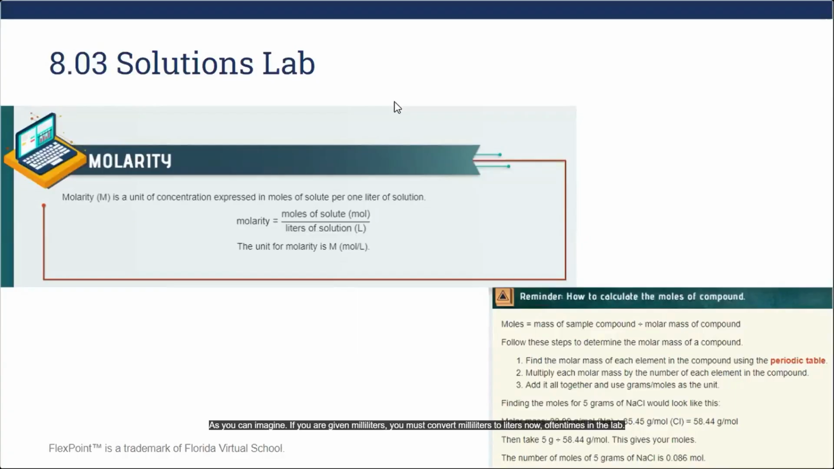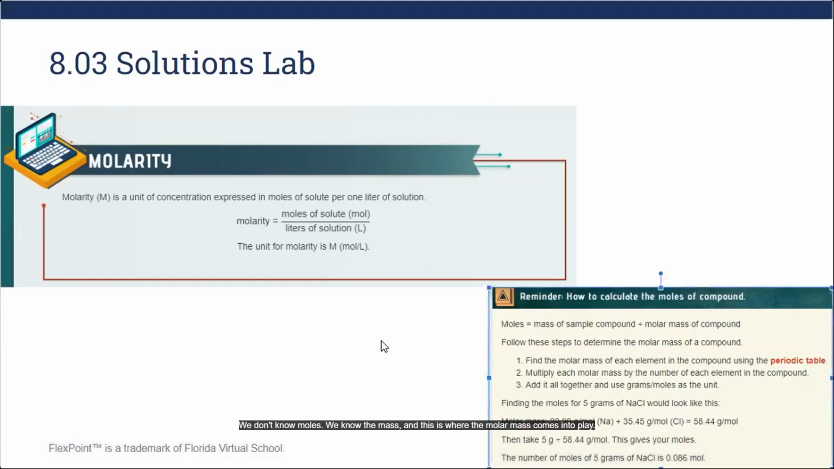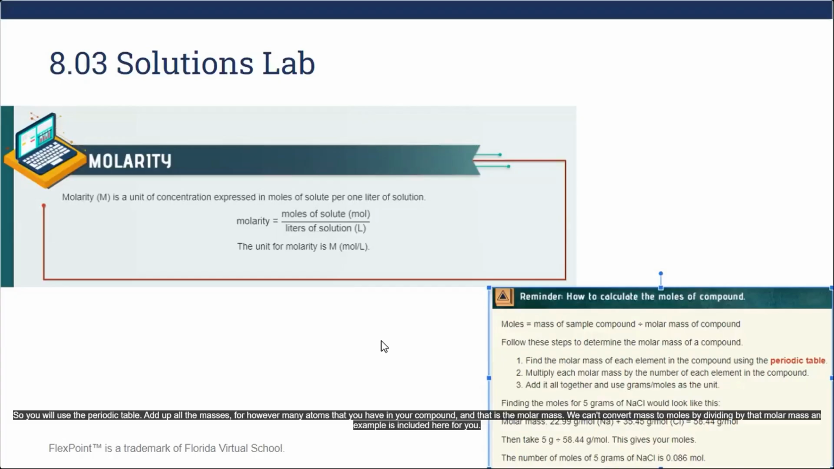Now, oftentimes in the lab, we don't know moles, we know the mass. And this is where the molar mass comes into play. Molar mass from lesson 5.02 is the mass in grams of 1 mole of your substance according to the periodic table. So you will use the periodic table, add up all the masses for however many atoms that you have in your compound, and that is the molar mass. We can convert mass to moles by dividing by that molar mass. An example is included here for you.